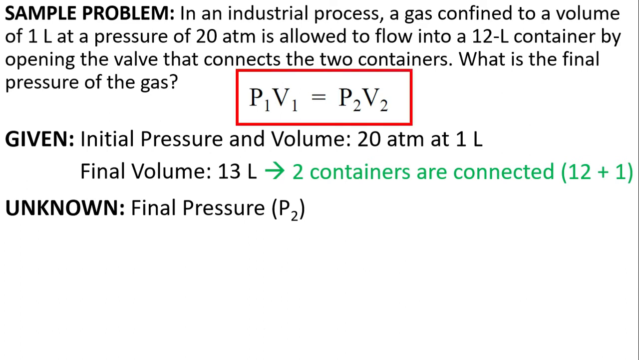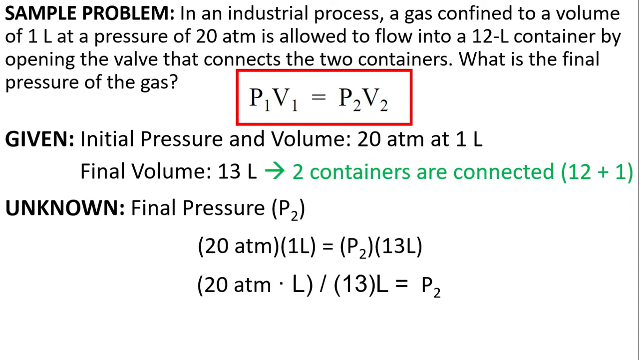Now using the formula, just substitute everything. 20 atmosphere times 1 liter is equal to P2 times 13 liters. So manipulating the formula, we will have 20 atmosphere times liter divided by 13 liters. Doing the math, we'll have 1.54 atmosphere. Let's not consider the significant figures this time, okay? I just want to show you how to do it. Now let's have a harder problem.